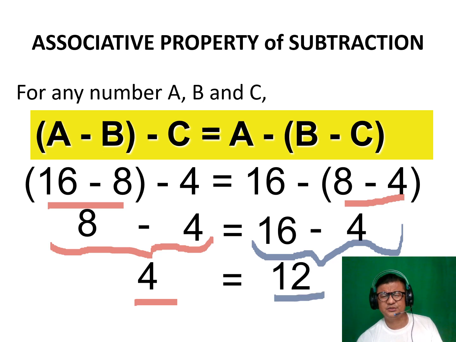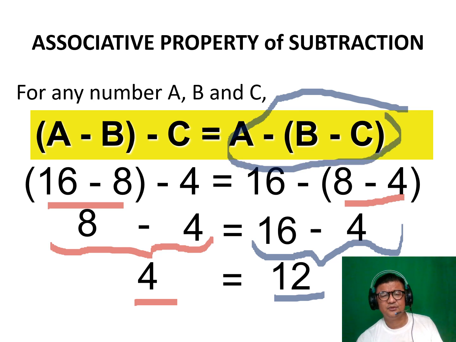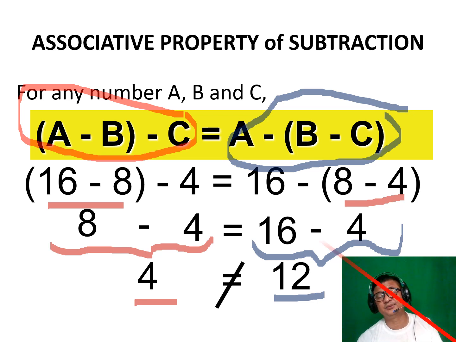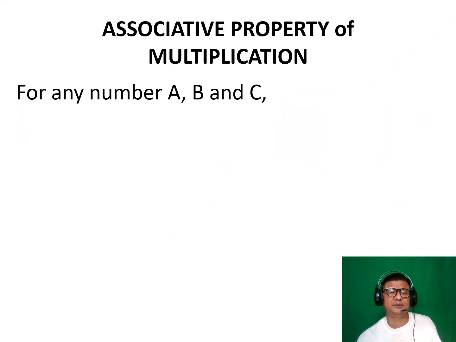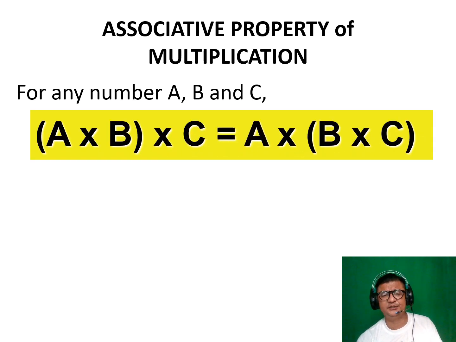Is that a true statement? If I do it this way, or if I do it that way, will my answers be the same? No. Again, you could say they're not equal. Therefore, that's a big cross. It doesn't work for subtraction. Now, how about multiplication? Does it work for multiplication? Check out, they're all multiplication.